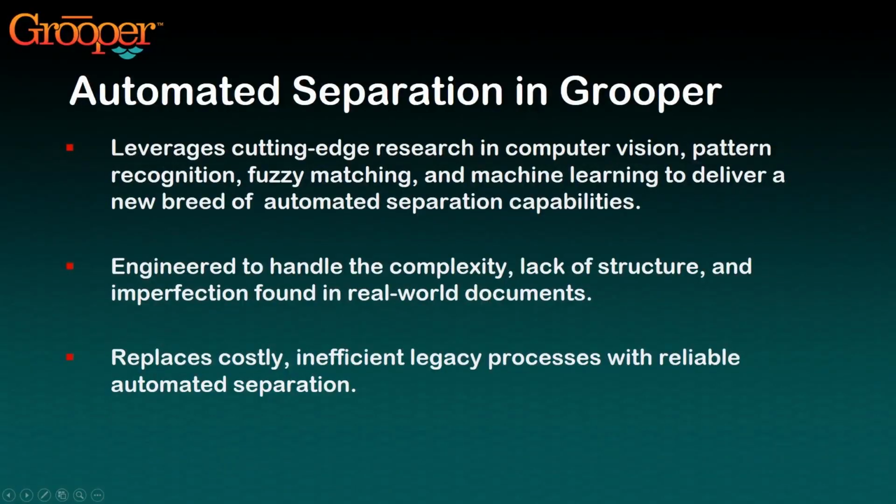Grooper's automated document separation is based on cutting-edge research in the fields of computer vision, pattern recognition, fuzzy matching, and machine learning. It represents a new breed of document separation capabilities engineered to handle the complexity, lack of structure, and imperfections found in real-world documents. Organizations can leverage these capabilities to eliminate costly, inefficient legacy separation mechanisms.